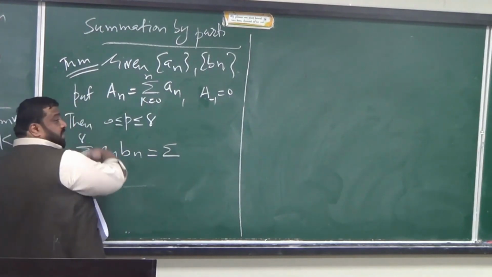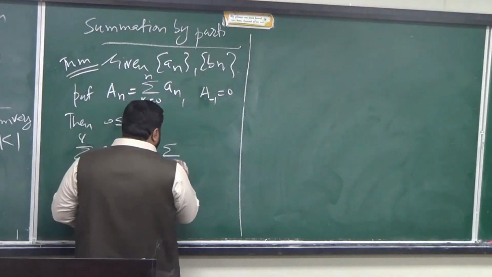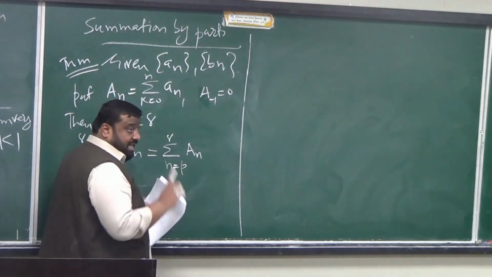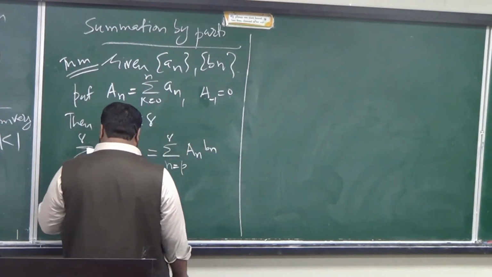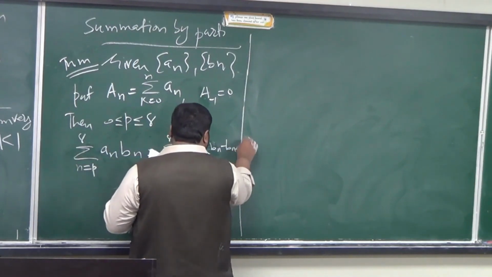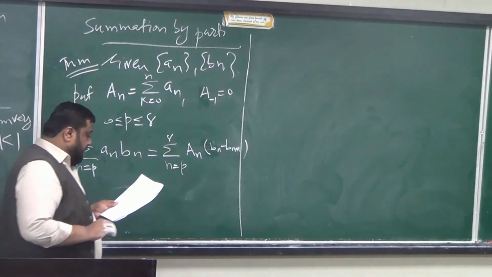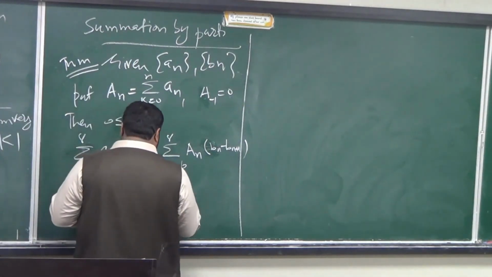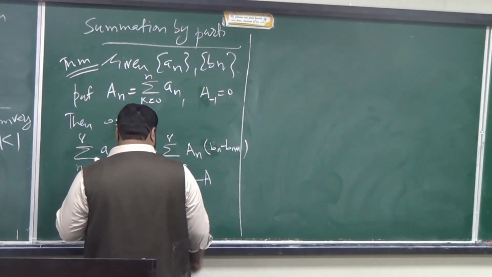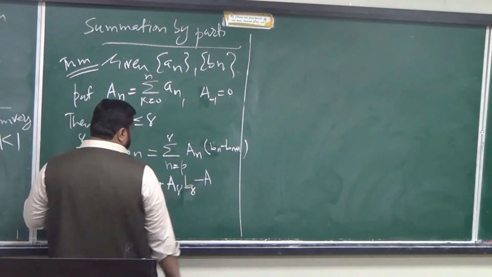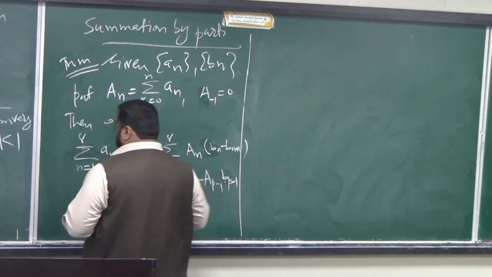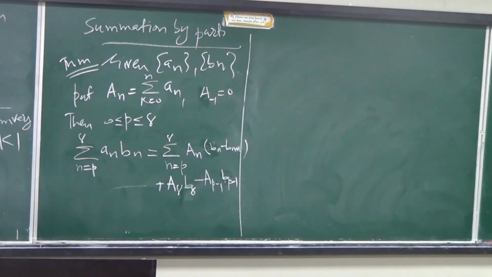So this sum, which begins from p and goes to q, is equal to A_q times b_q, minus the sum of A_n times (b_{n+1} minus b_n), from n equals p to q minus 1, minus A_{p-1} times b_p. A very weird-looking formula.